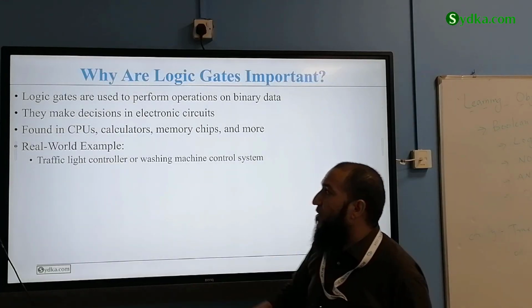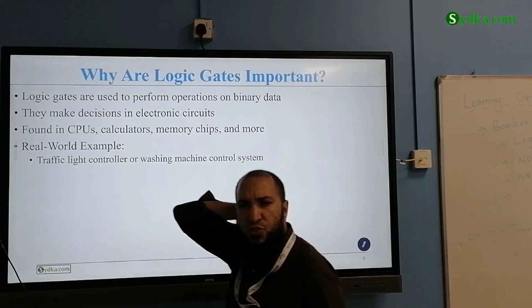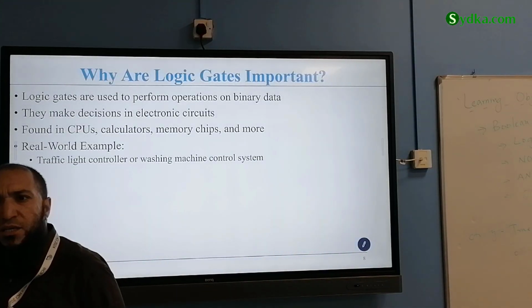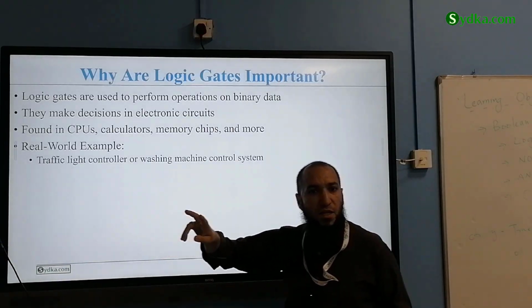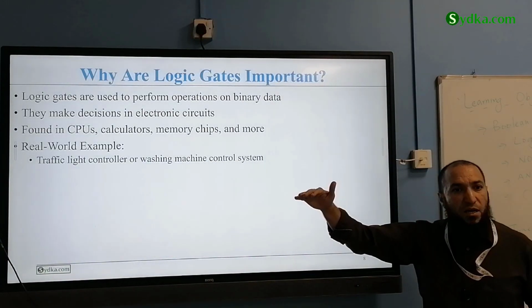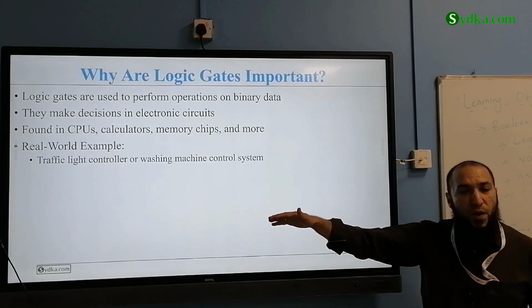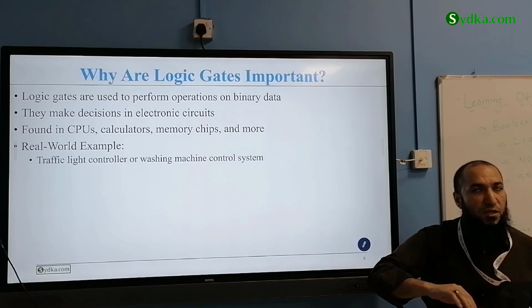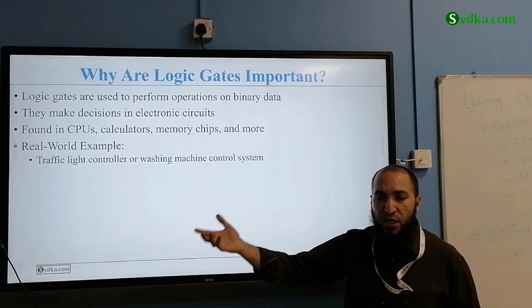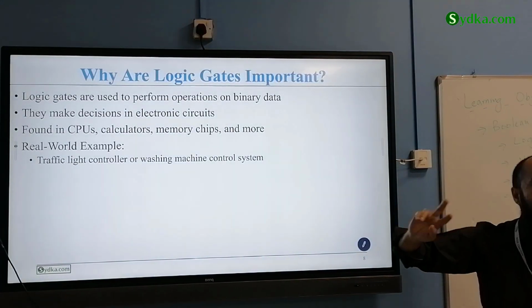Real world examples: traffic light controllers or washing machines. For example, the street lights outside. When do they turn on? When there's darkness. So they have the two states as well. When there's enough light, above a specific light threshold, don't turn it on. If the light goes away and the threshold goes down, then turn it on, and turn it off again when there's enough light, and so on. So we're using binary there as well.